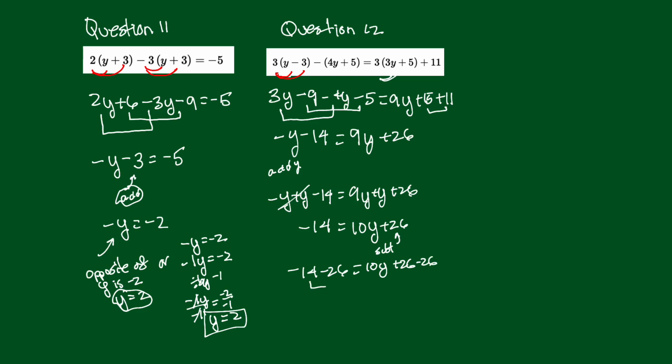So this brings us to where? That brings us to negative 14 minus 26, which is negative 40, equals 10y. That's gone. And now divide by 10. So negative 40 divided by 10 is negative 4, and that's equal to y. All right, so I'll actually even write it so it's readable. Negative 4 is equal to y.